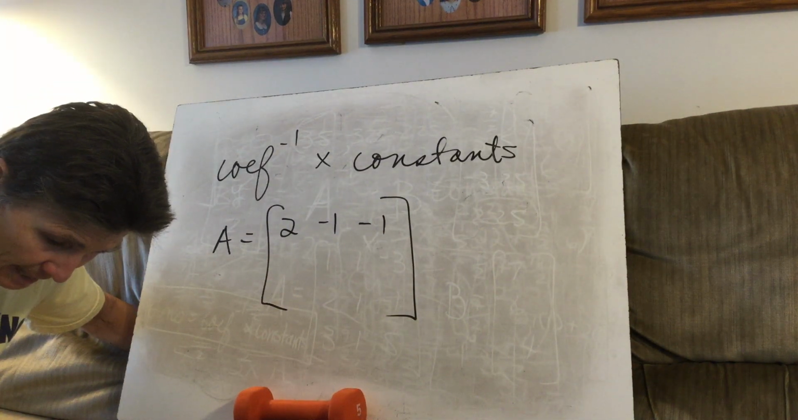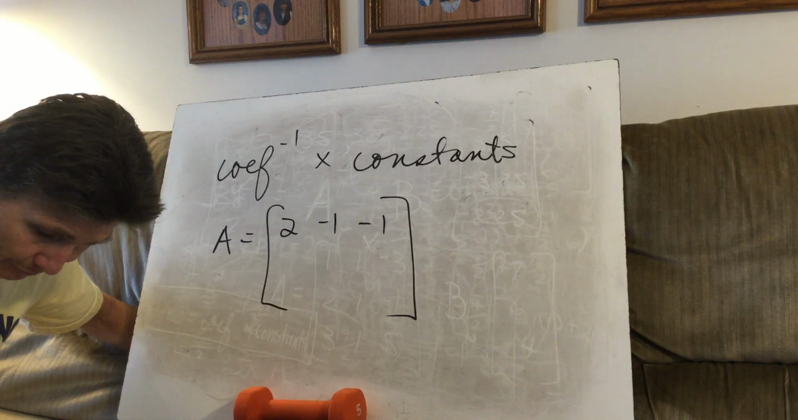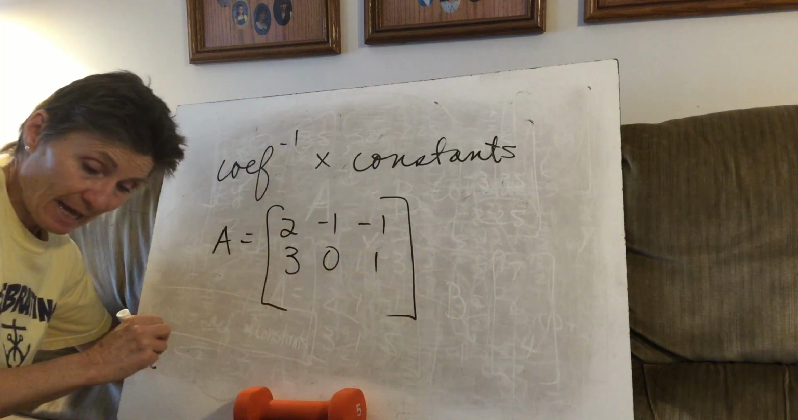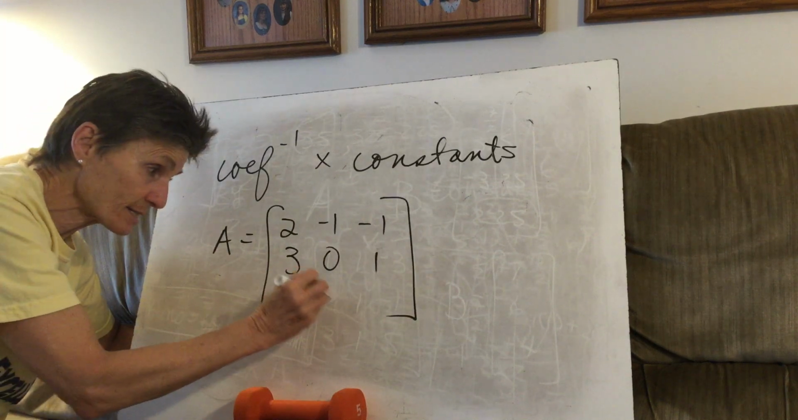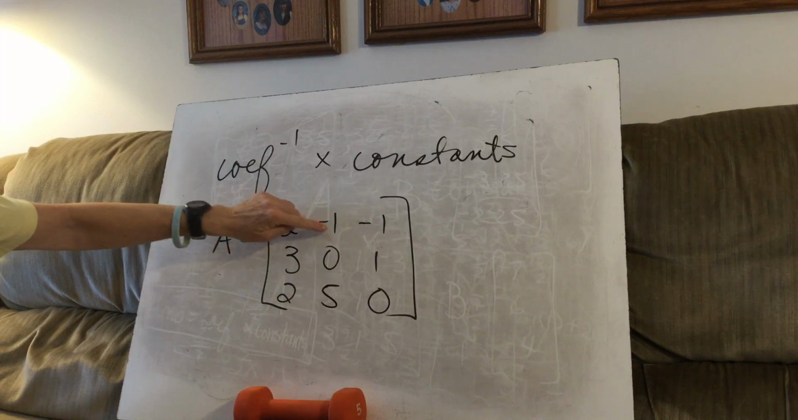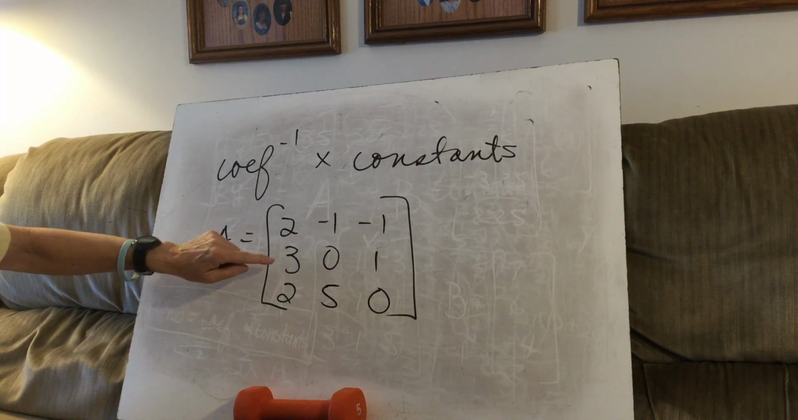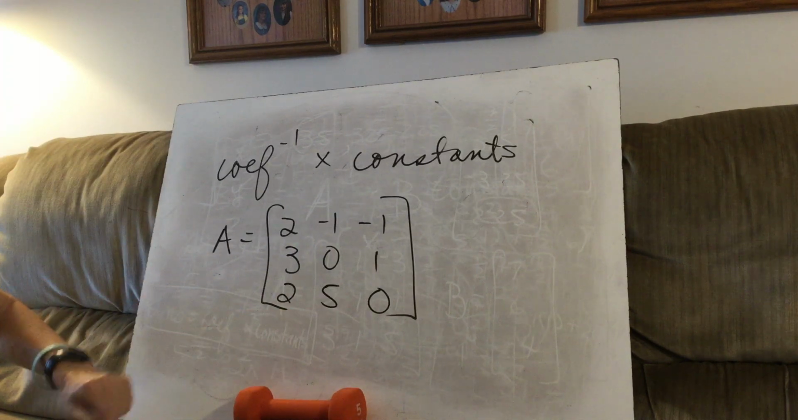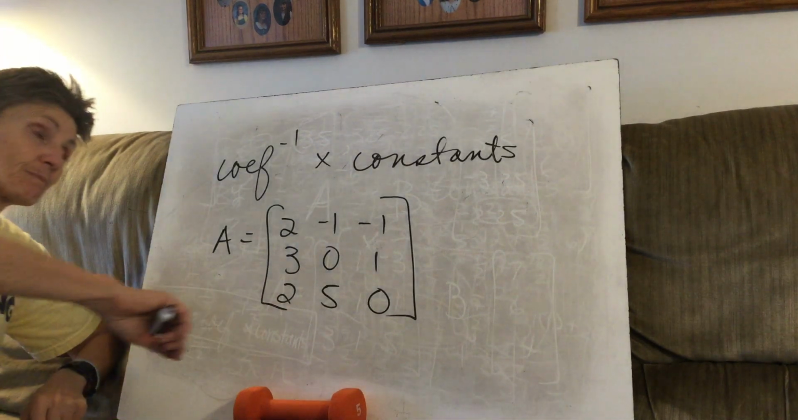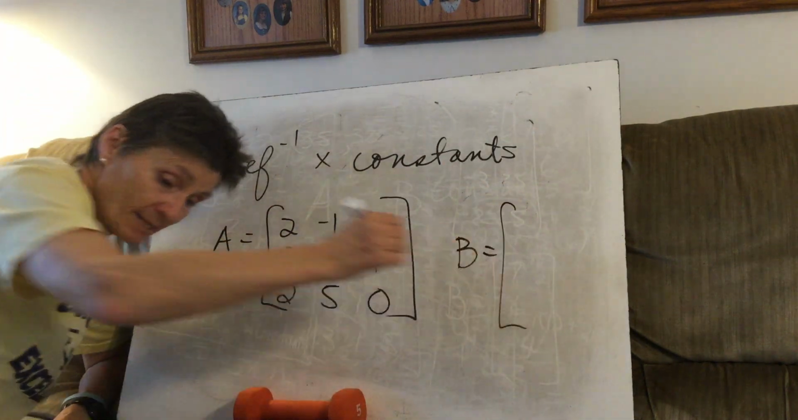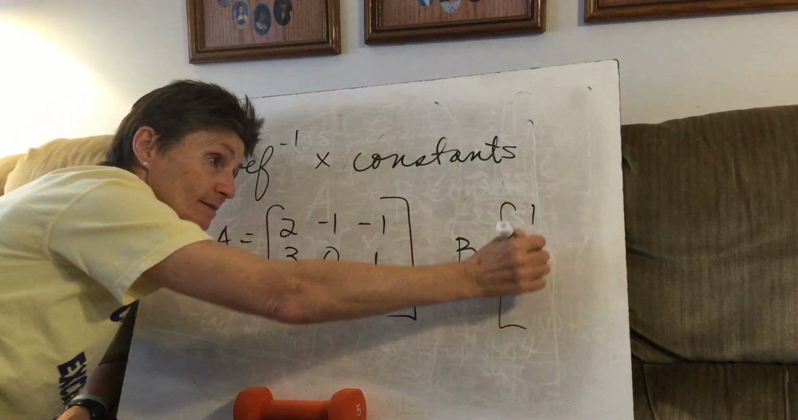Oh, be careful. What do you notice about the second equation in number B? It's missing a Y. So got to put a 0 in. In matrix land, everything is super organized. Everything has to be accounted for and everything has to be lined up. So top equation has 2, -1, -1. Bottom or middle equation has 3, 0, 1. And bottom equation has 2, 5, 0. That's my coefficients. And then I have B, which is my constants, which is 176.